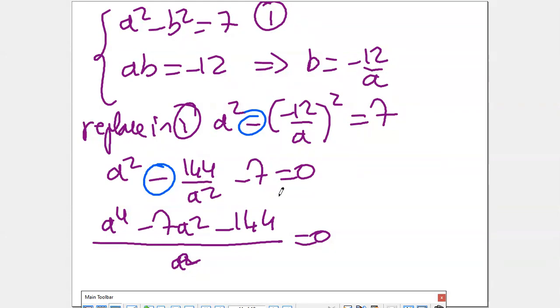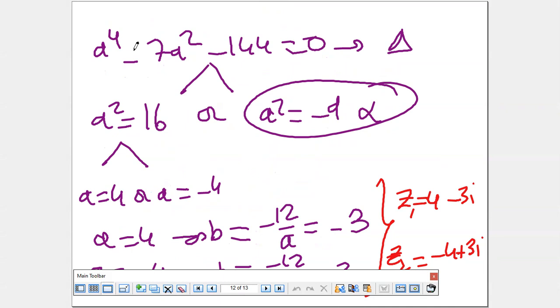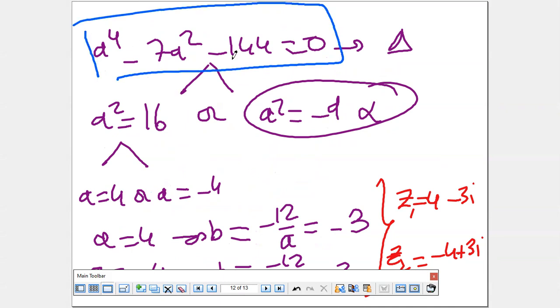I will do same denominator. Multiply all by a squared. So I will have here a to the 4 minus 7a squared minus 144 equal to 0. A fraction is equal to 0 when my numerator equal to 0. So I will solve numerator equal to 0. This is a quadratic equation, but you need to be careful. The roots are not a, it's a squared, because here I can write it like a squared squared. Okay, so as I have x squared minus 7x minus 144.